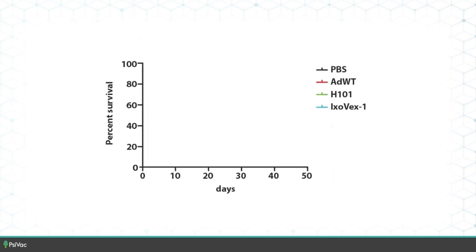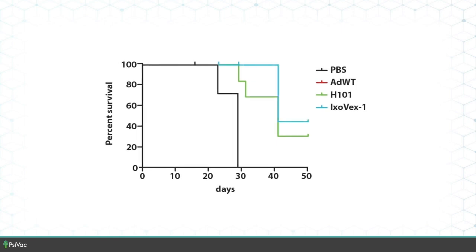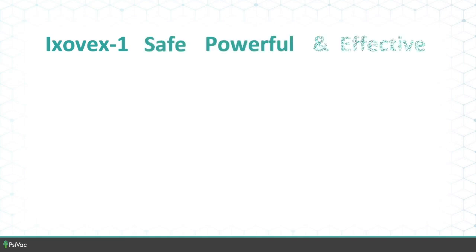Median time of survival was determined by Kaplan-Meier survival analysis. 2 mice out of 7 were cured with PsiVac, which is comparable to the group treated with the benchmark, which is a wild-type virus. PsiVac is safe, is powerful, and is replication efficient in all solid tumor cell lines tested so far.